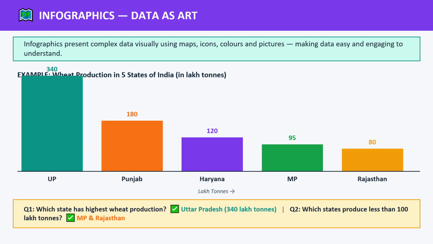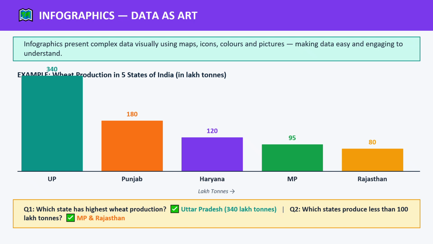Finally, let's talk about infographics. Infographics present data in a visual and colorful way using pictures, icons, and charts. For example, wheat production in different states can be shown using bars or icons, making it easy to compare. Instead of reading long tables, we can quickly understand data visually.